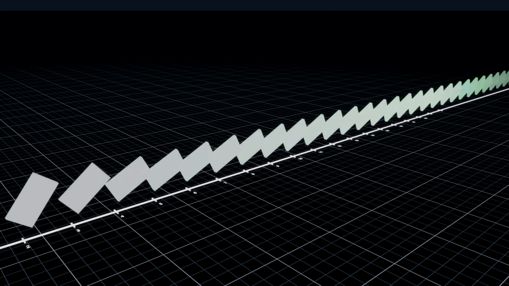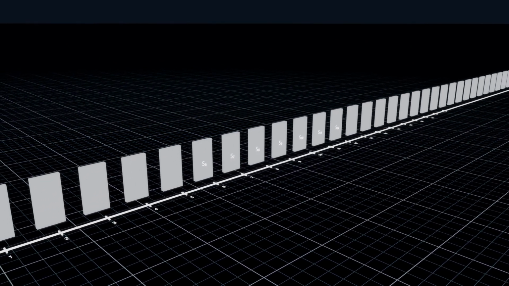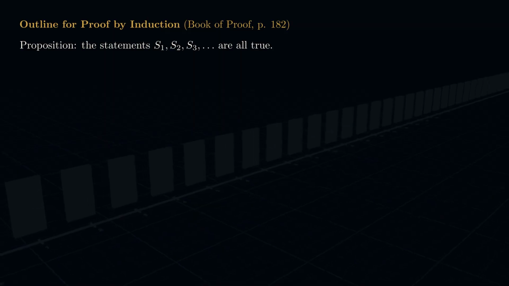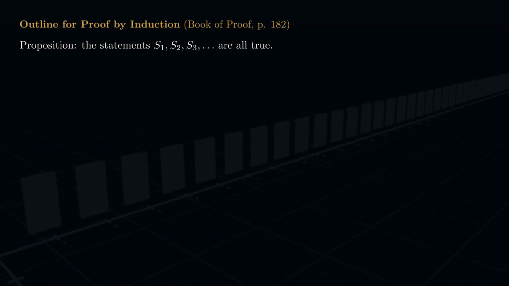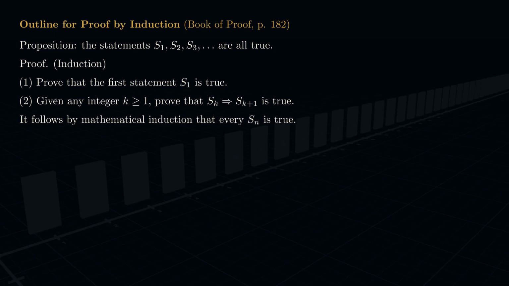So here is the method as your book writes it, and this is the shape of every induction proof you will ever write. Proposition. The statements S1, S2, S3, and so on are all true. Proof. By induction. 1. Prove that the first statement, S1, is true. 2. Given any integer k at least 1, prove that Sk implies Sk+1. It follows by mathematical induction that every Sn is true.